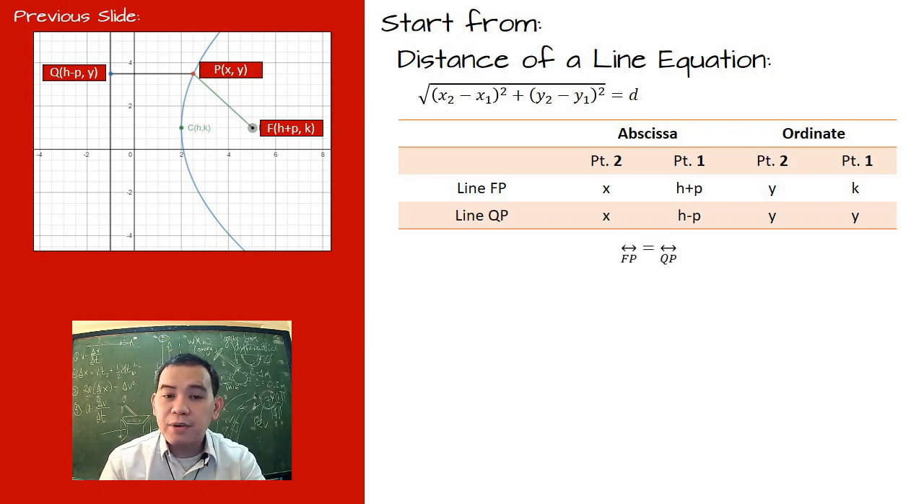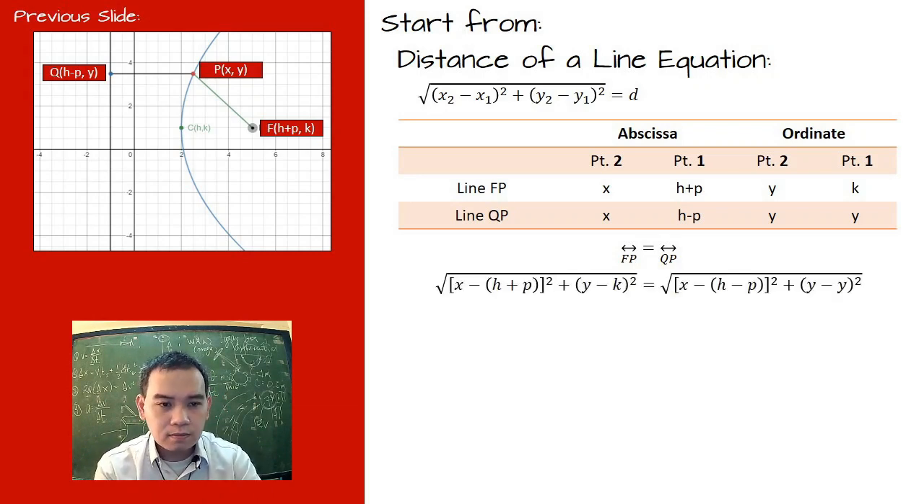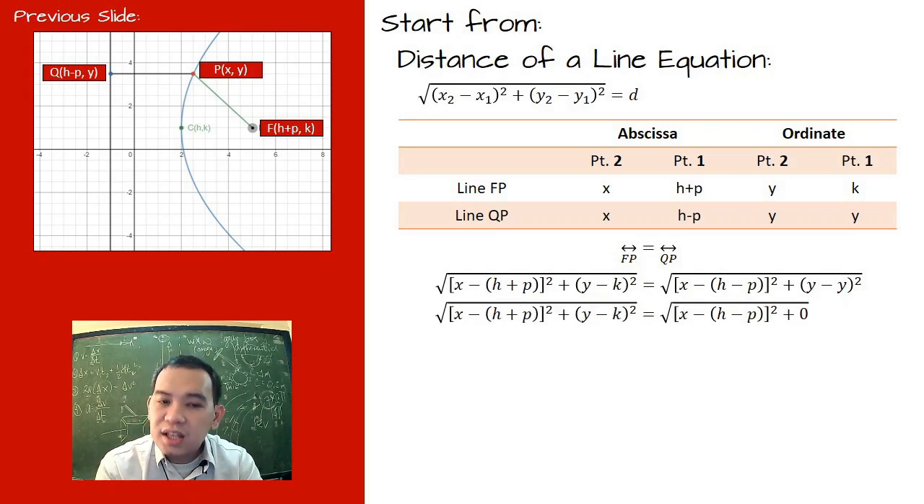As I said in the definition of a parabola, the length of a line FP would be equal to the length of a line QP. So, substituting the correct point into the proper variable in the equation of the length of a line, we find that the square root of the quantity x minus h plus p squared plus the quantity y minus k squared equals the square root of the quantity x minus h minus p squared plus the quantity y minus y squared. After which, I can simplify the last term on the right-hand side of the equation to a 0.